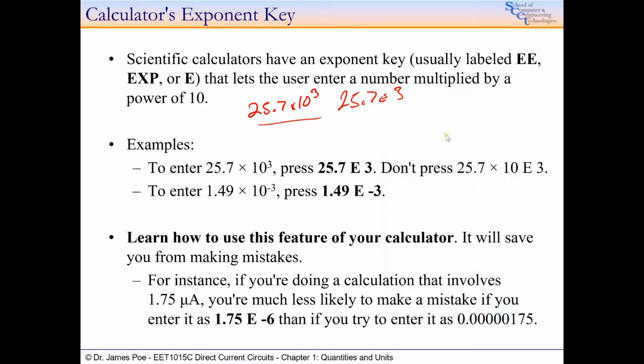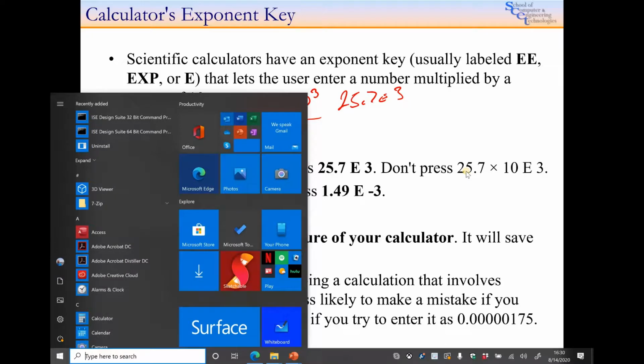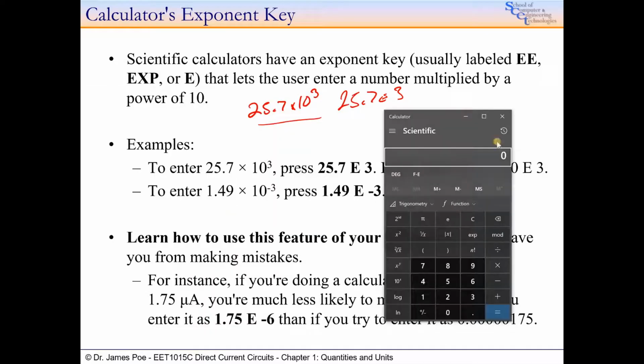If you have questions, you know how to reach me. Just get a hold of me. Actually, let me do one with negative. So again, let's do this one right here: 1.49 times 10 to the negative 3. We would do 1.49. Yeah, I messed it up. 1.49 E, and then we're going to do negative 3. And that's it. You can see it automatically does the conversion for us.